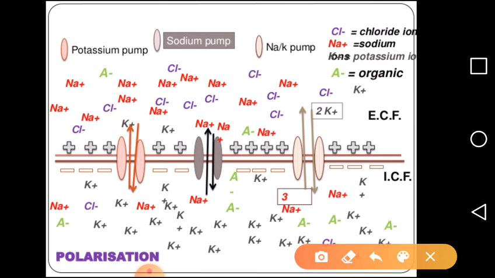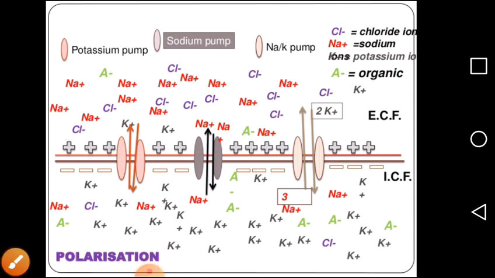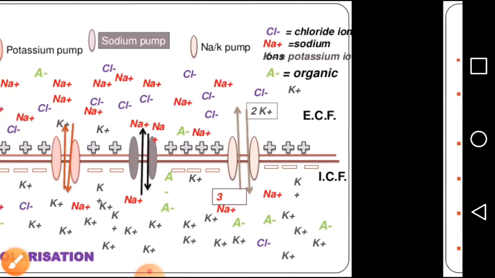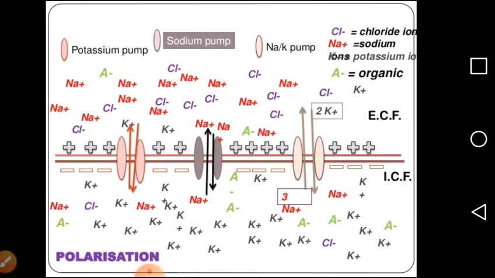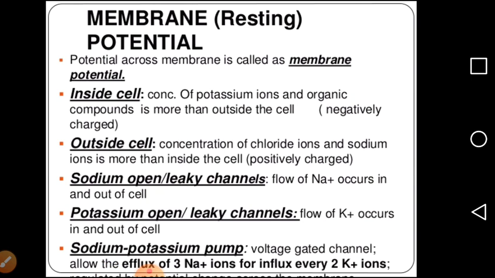So at the polarization state, you can see that there is more negative charge inside the cell as compared to positive charge outside the cell. Why is it so? It is because more negatively charged ions are present inside the cell as compared to outside. So remember that when there is more negative charge inside as compared to outside, it is called polarization.